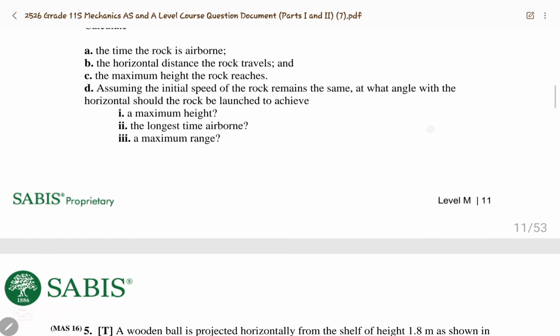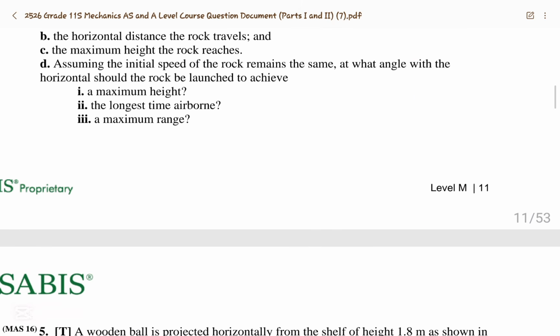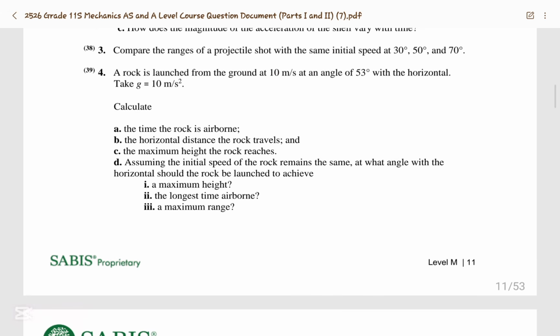Now, part D, what did they say? They said, assuming the initial speed of the rock remains the same, at what angle with the horizontal? Okay, here we discussed this. Here you have to pay attention to your angle. So remember the equations for each of these and discuss the angle. For maximum height, it's v0 squared sine squared theta over 2g. Longest time airborne is 2 v0 sine theta over g. Maximum range is v0 squared sine 2 theta over g.